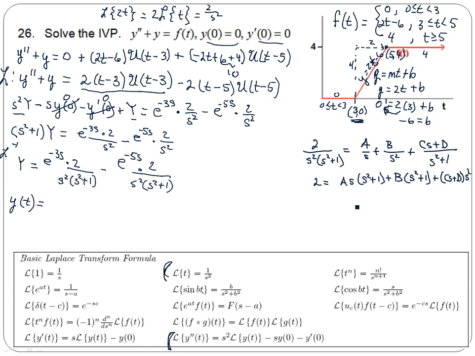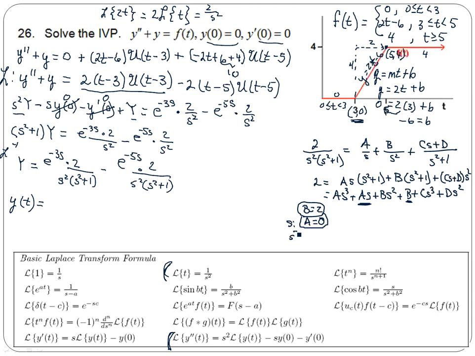times s squared. I can expand this to get as to the third plus as plus bs squared plus b plus cs to the third plus ds squared. And then equating coefficients, I only have one constant term, so I'll start there. With my constant term, I get b is equal to 2. Then I'll go to my s term, and I only have one s term, a, and that's going to be equal to 0.